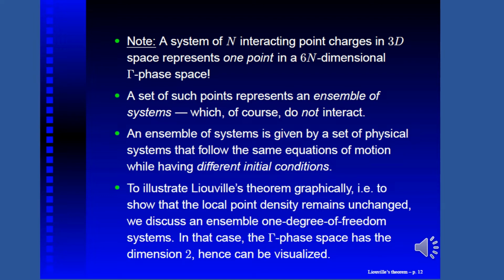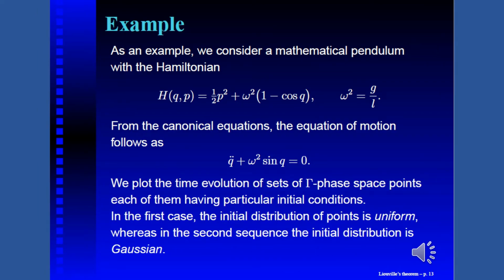Number 4, to illustrate Liouville's theorem graphically, to show that the local point density remains unchanged, we discuss an ensemble of a system with 1 degree of freedom. In that case, phase space has dimension 2, hence that can be realized. As an example, we consider the mathematical pendulum with the Hamiltonian H(q,p) = 1/2 p^2 + omega^2 (1 - cos q), and omega^2 = g/L.